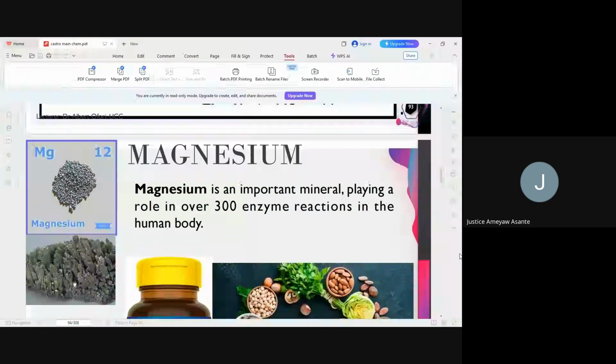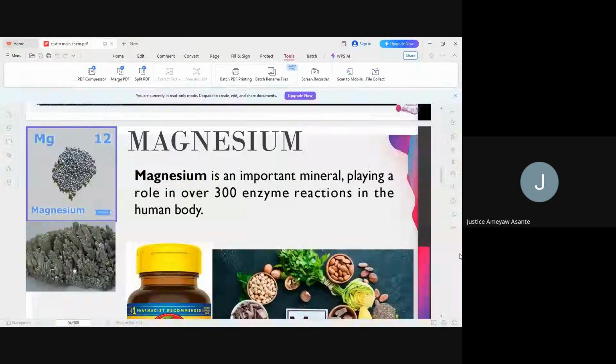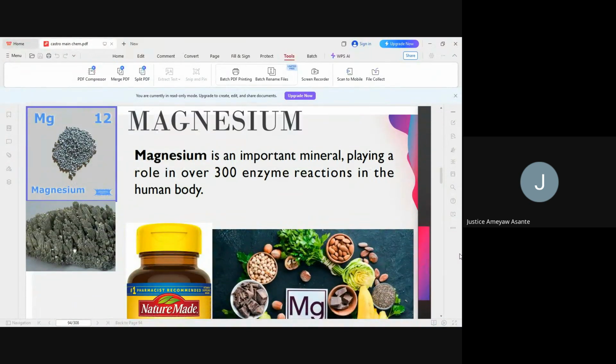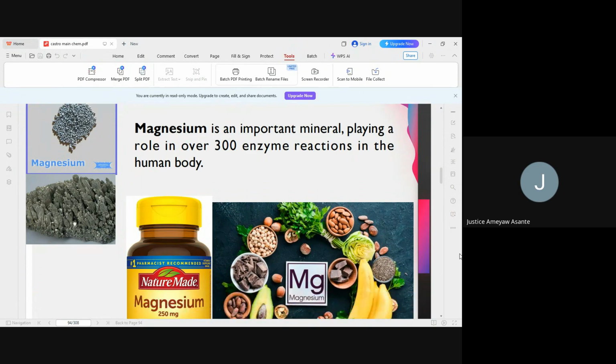So then we come to magnesium. Does magnesium have any importance? Magnesium is an important mineral, playing a role in over 300 enzyme reactions. So without magnesium, most enzyme reactions cannot take place in human beings. Our body needs magnesium, very, very important to our body.